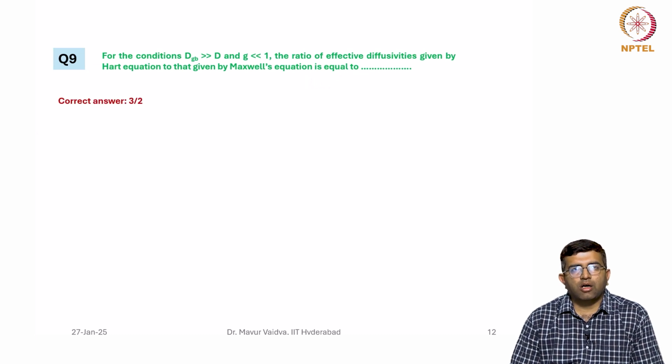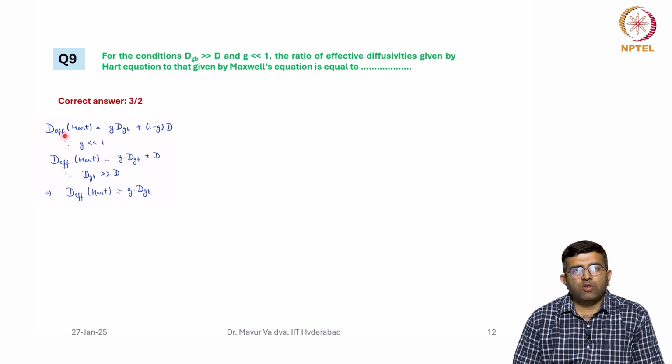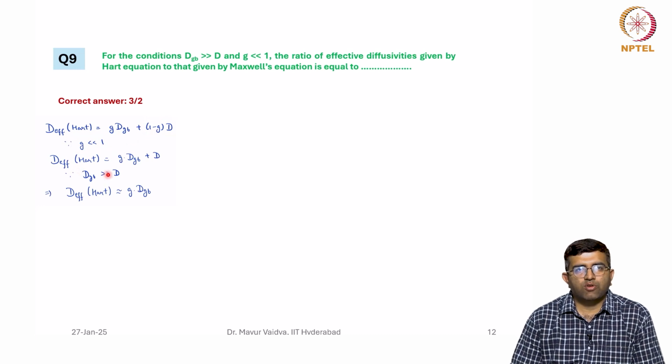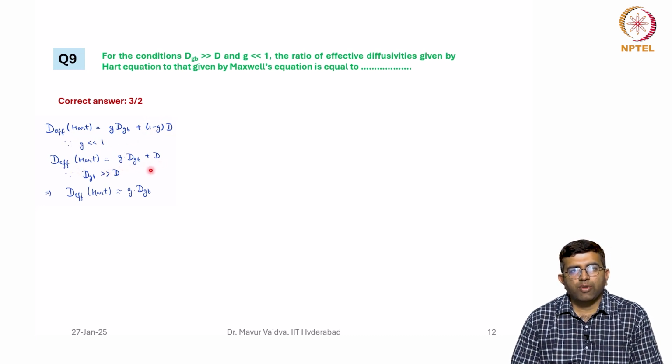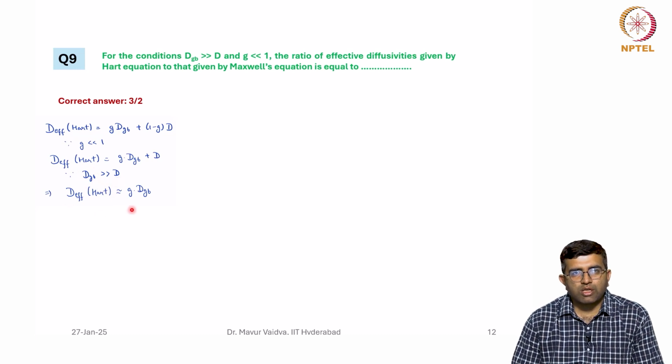So, the correct answer is 3 by 2. Let us see how we can arrive at that. The effective diffusivity given by Hart equation, which is for a coarse grain polycrystal, is equal to g into DGB plus 1 minus g into D. If g is very less than 1, then this becomes equal to 1, and therefore, the Hart effective diffusivity is g DGB plus D. Since DGB is much greater than D, we can write effective Hart diffusivity is equal to g into DGB.